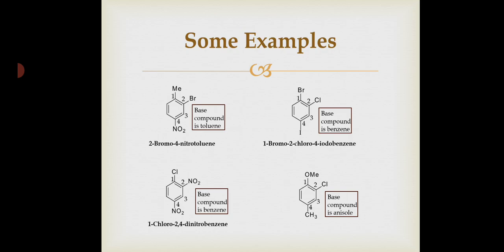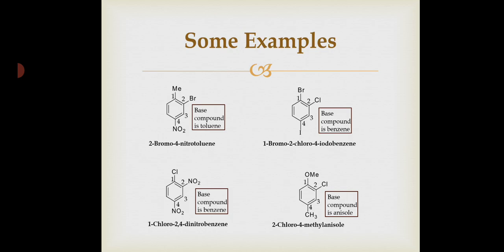and the name of the compound will be, the base compound name is anisole. So the other two, chloro and methyl, will be the substituents. Among chloro and methyl, who will get the preference? Chloro, because C comes first, then M, methyl. And so the name of the compound is 2-chloro-4-methyl anisole.